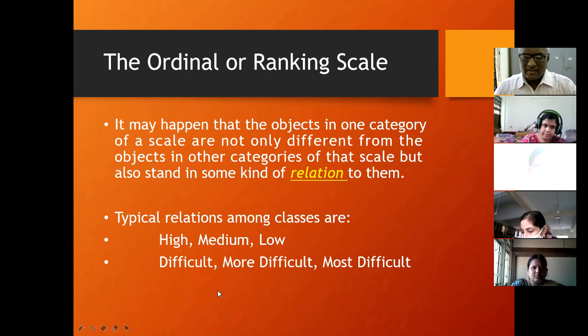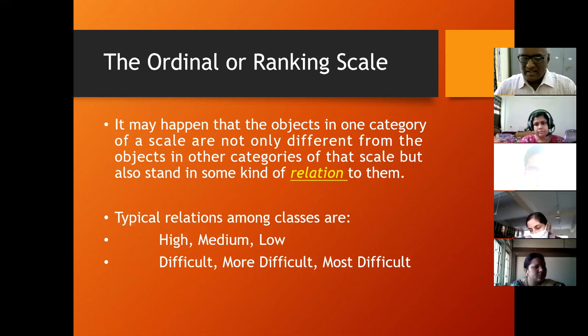Students say easy, very easy, or they may say difficult, more difficult, most difficult. When you classify the difficulty level of a question paper into difficult, more difficult, most difficult, there is an order here. Most difficult is higher order than more difficult. More difficult is higher order than difficult. Means there is an order.